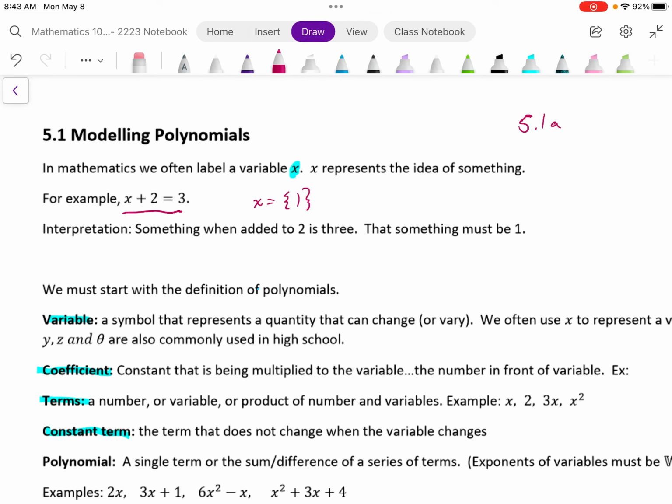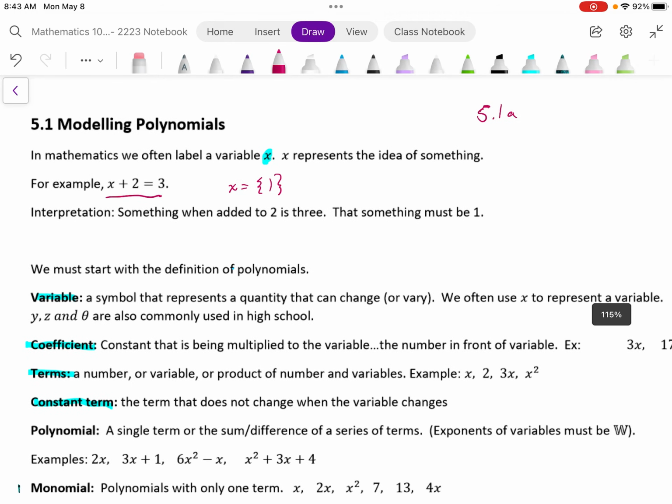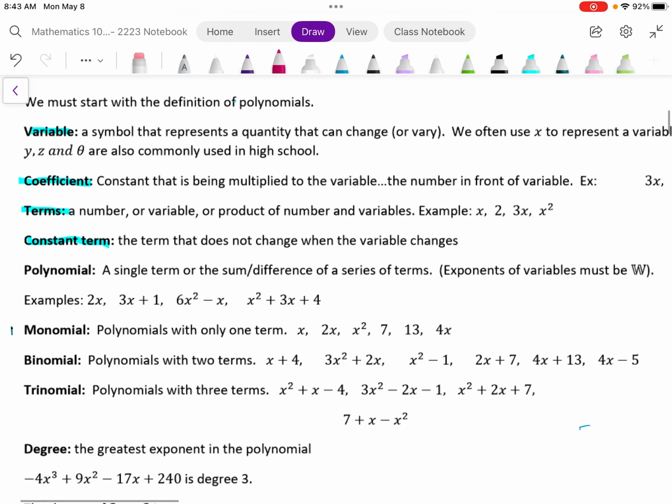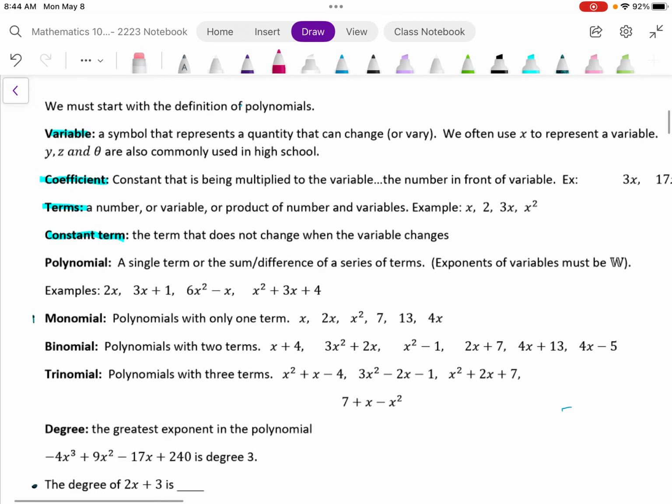So we will be developing skills and vocabulary and techniques to take a look at algebra in a wider sense. So we're going to start off with the definition of a polynomial. A variable is a symbol that represents a quantity that can change or vary, variable. We often use x to represent a variable. However, y, z, theta, and t are also commonly used.